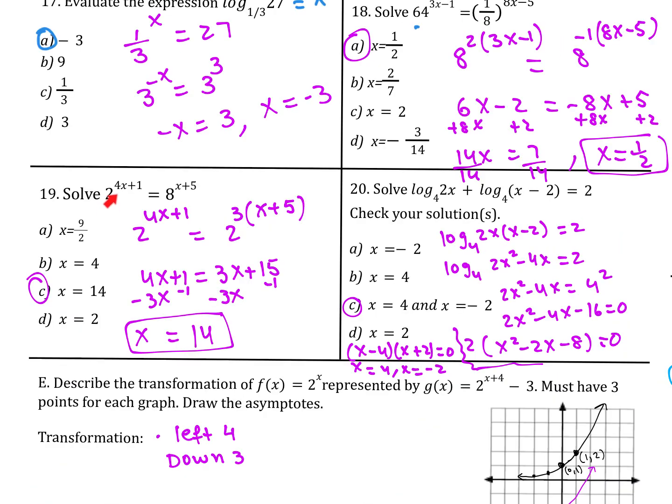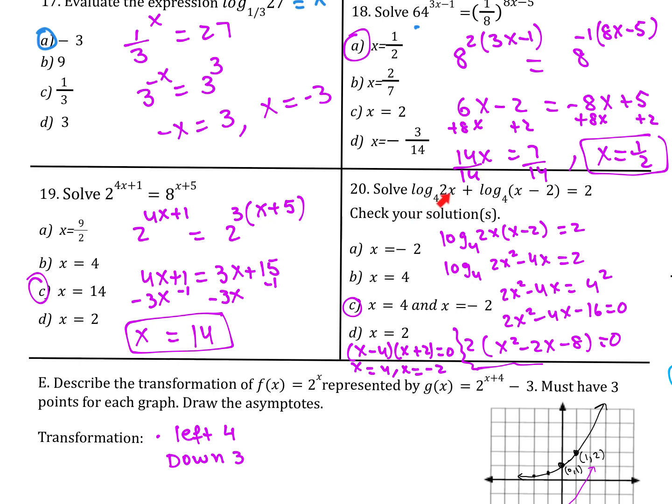Now 2 to the power 4x plus 1, change 8 as 2 to the power 3. Base are same, powers are equal to each other, so 4x plus 1 equals 3x plus 15. When you subtract 3x on both sides and subtract 1 on both sides, you got x equals 14.